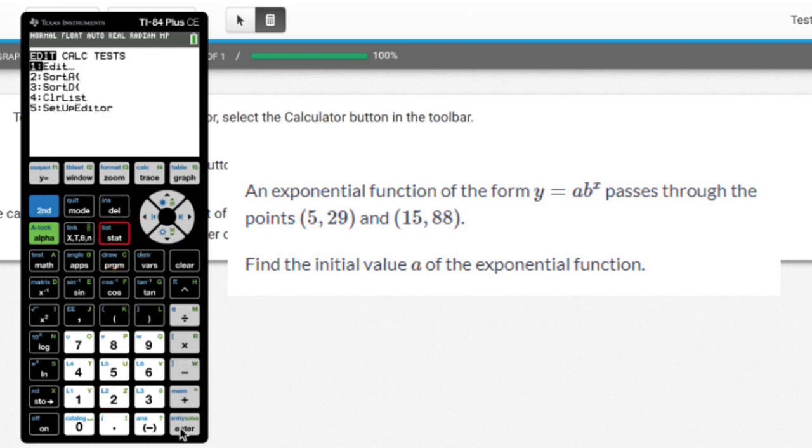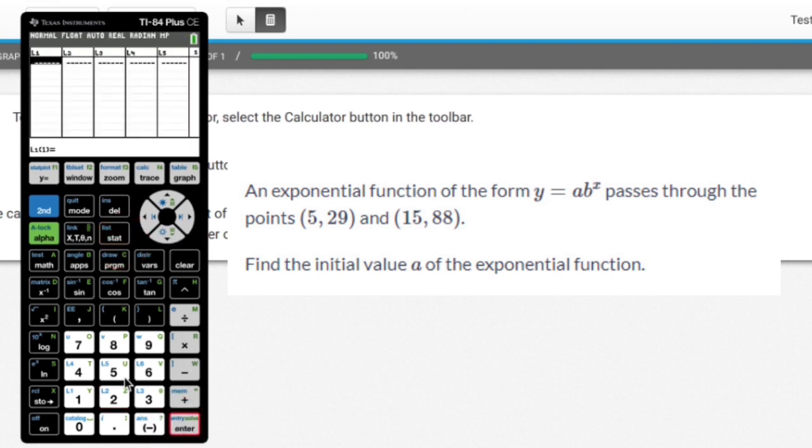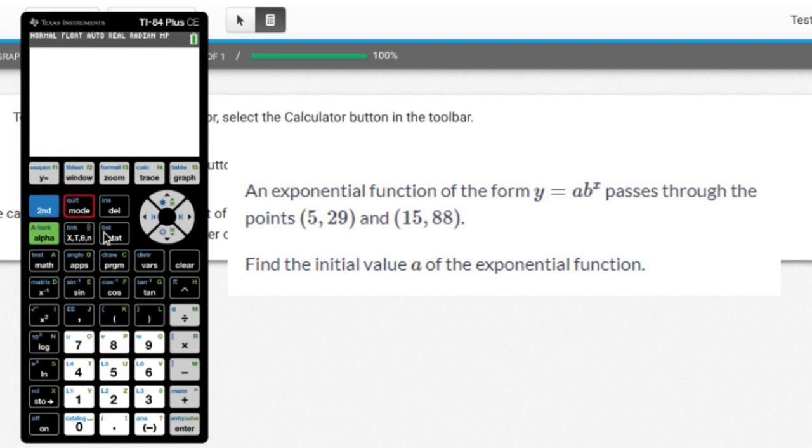Hit stat, hit edit. My two points are 5, 29, enter, enter. And then my other guy is 15, 88, enter, enter. Quit out of it. I don't need to use this equation later. I just need to find the equation.